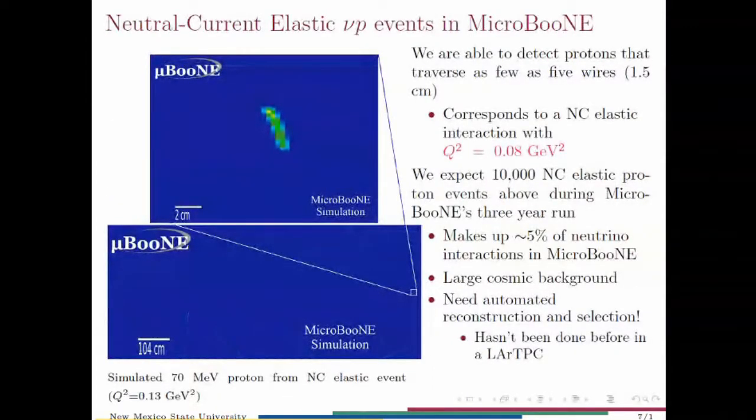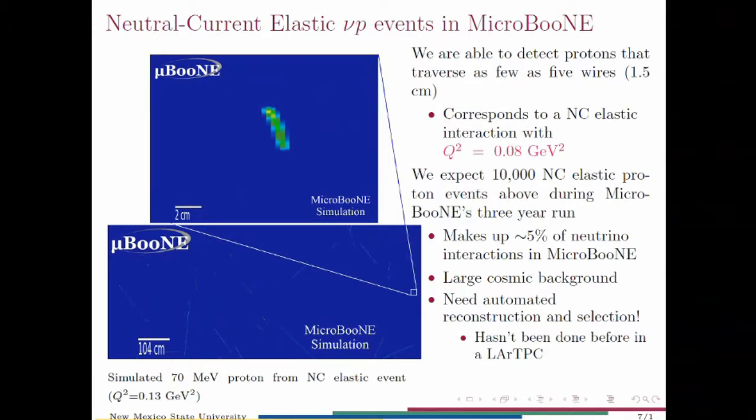Okay, so back to the neutral current elastic signal in MicroBooNE. So this is an example from simulation of what one of these events would look like. This is a neutral current elastic proton that's been scattered. We think in MicroBooNE we can measure these if they go about at least 1.5 centimeters, which is about 5 wires. And that would correspond to a q squared of 0.08 GeV squared, so much lower than has been measured before for delta S measurement. So we expect about 10,000 of these events during the total runtime, or 3-year runtime.